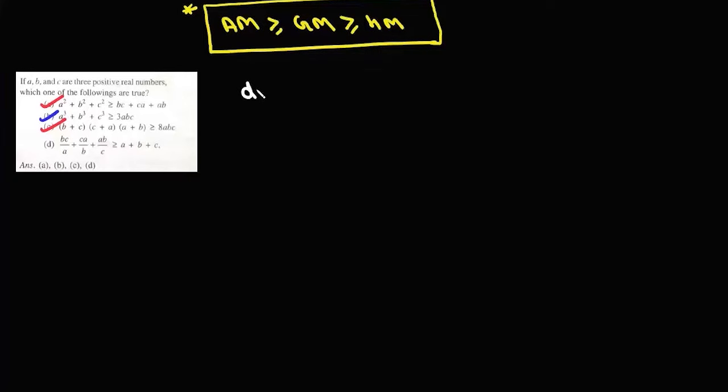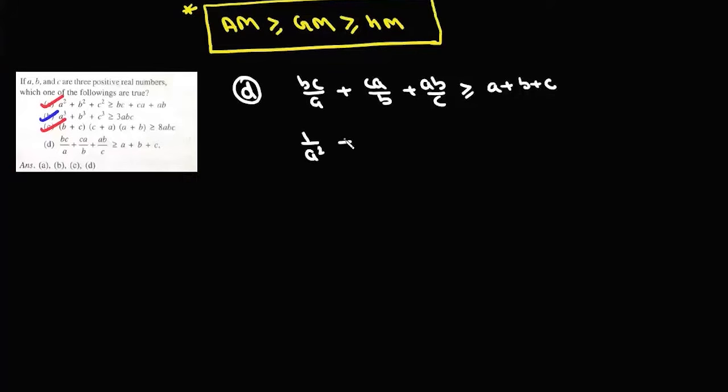Now this option D is, we need to prove that bc upon a plus ca upon b plus ab upon c is greater than or equal to a plus b plus c. Now for this what we'll do is, we'll divide everything by abc. So we can write 1 upon a square plus 1 upon b square plus 1 upon c square will be greater than or equal to 1 upon bc plus 1 upon ca plus 1 upon ab. So this first inequality is equivalent to its second form.